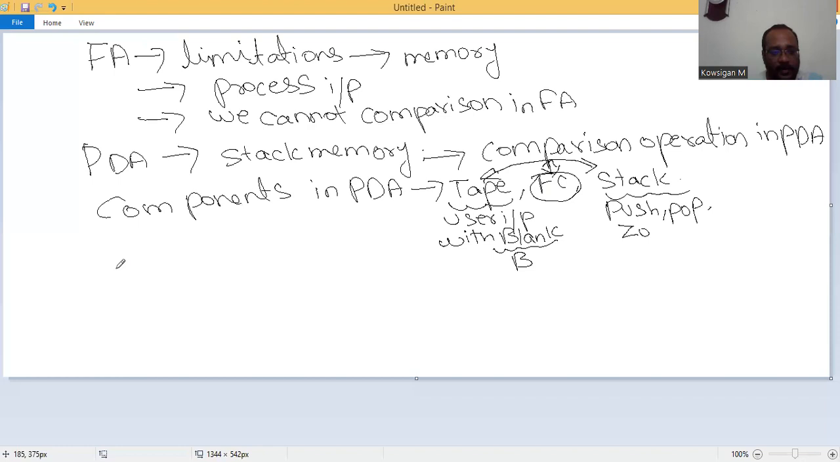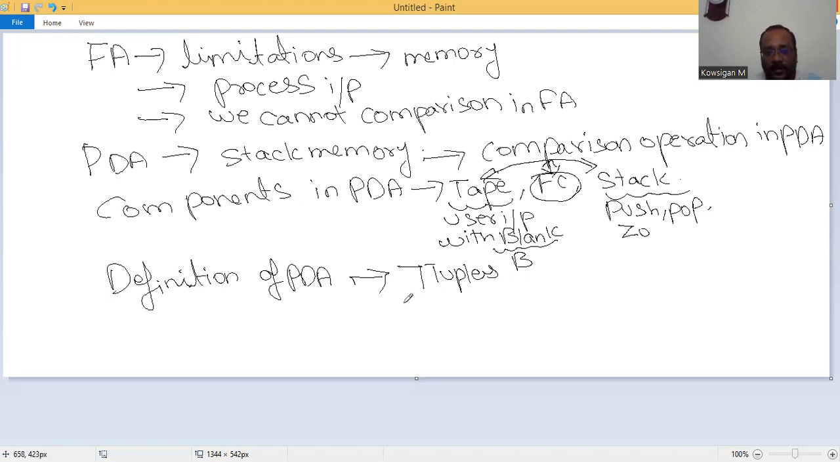When we speak about the definition of push-down automata, like finite automata, it also has a combination of tuples. In finite automata, we have 5 tuples. In push-down automata, we have 7 tuples. The tuples are capital Q, tau, summation, del, Q naught, Z naught, and capital F.